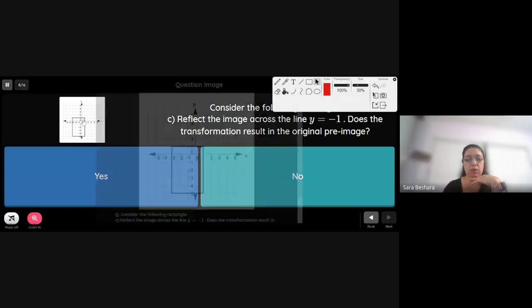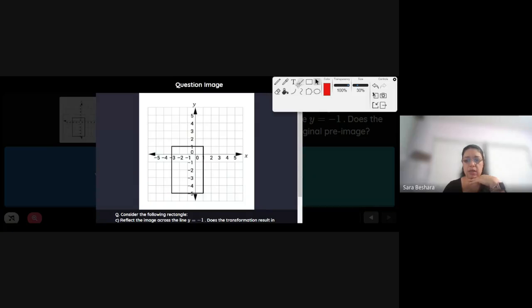Y equal to -1. So at y equal to -1, right here, where's -1? Right there. Here's where y equal to -1. We'll just make a horizontal line. Can you see that this line did not split the rectangle into two congruent pieces? So therefore, this is not an original image. Okay, so this is a no.